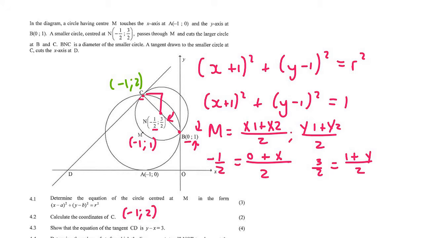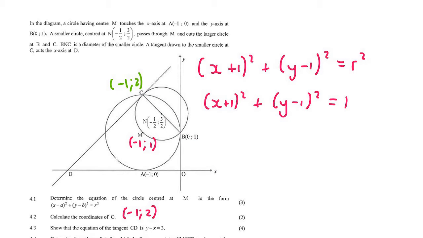Question 4.3 says, show that the equation of the tangent CD is that. So we need to find the equation of tangent CD. Now we need to know that a tangent is always 90 degrees to a radius or a diameter. So what we can do is we can work out the gradient from N to C, or you can even do it from B to C. I'm going to do that. The numbers just look a lot better. I'm going to go from B to C, and I'm going to work out the gradient.